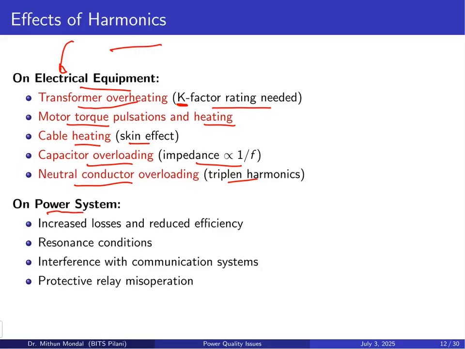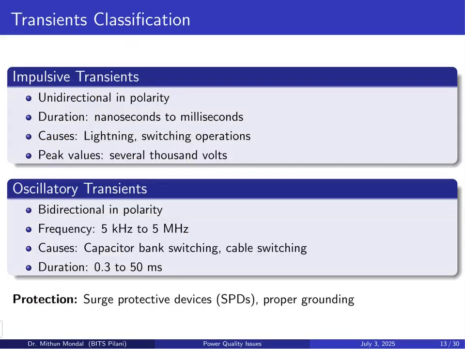If we talk about the entire power system in general, there will be increased losses and reduced efficiency. A resonance condition will be created. There will be interference with the communication system, and protective relay misoperation can occur. So harmonics have different negative impacts on individual equipment as well as on the entire power system.